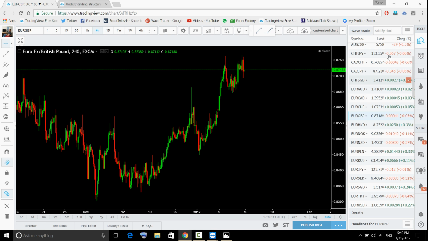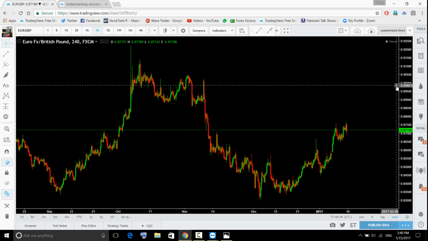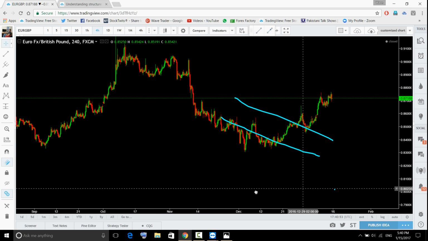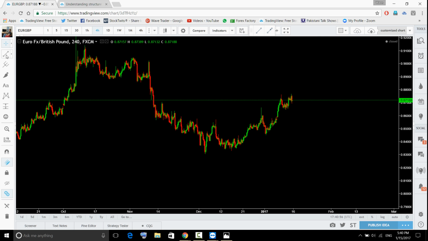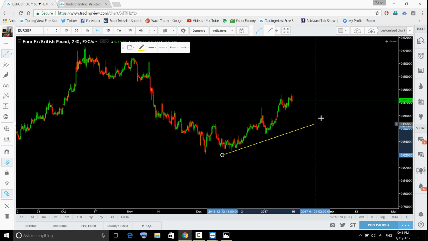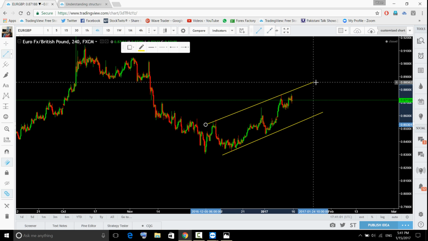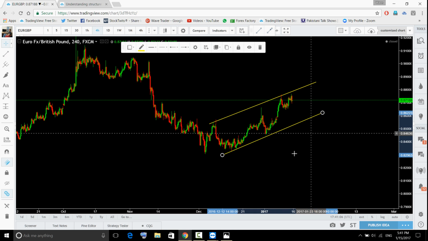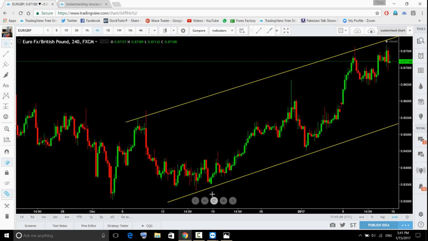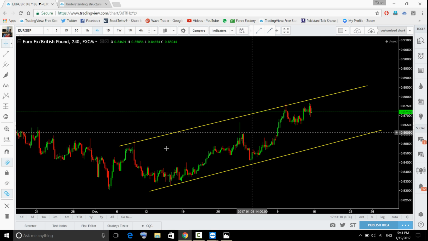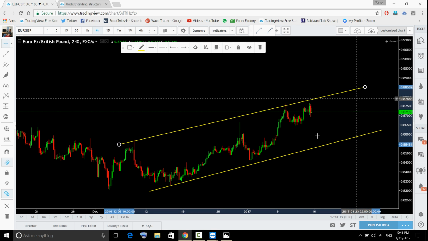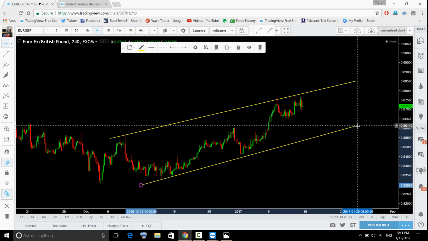Euro pound, we are still looking for the downside. Okay, so this is the trend reversal channel. All right, so we are looking for the downside, but be careful on it. There are some comments by Theresa May, so be careful on pound pairs. Let's see when the market opens, we will see the reaction.